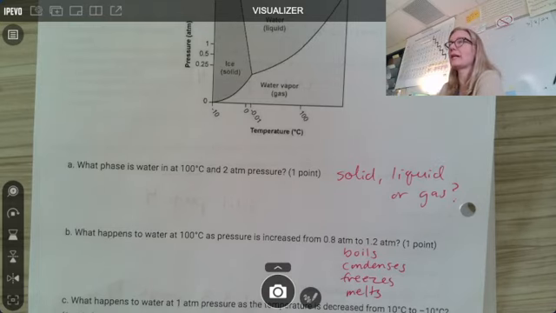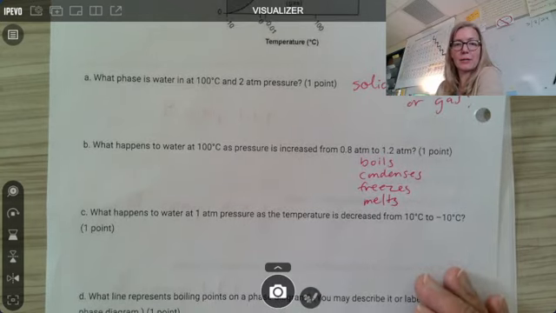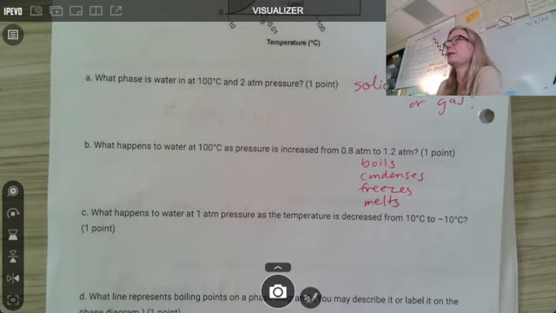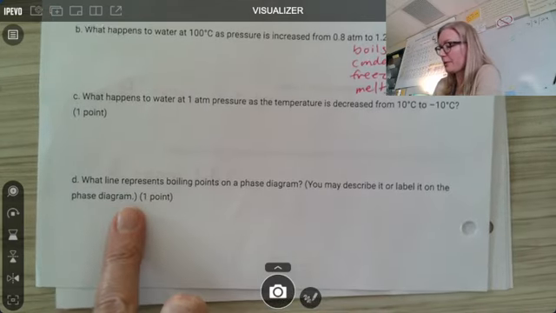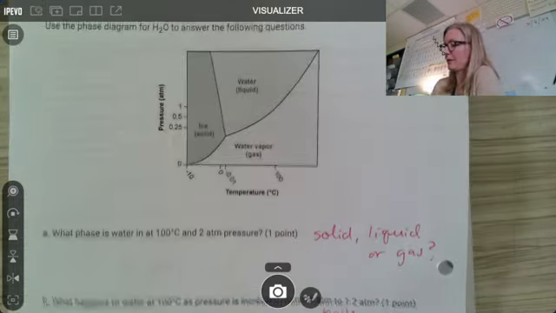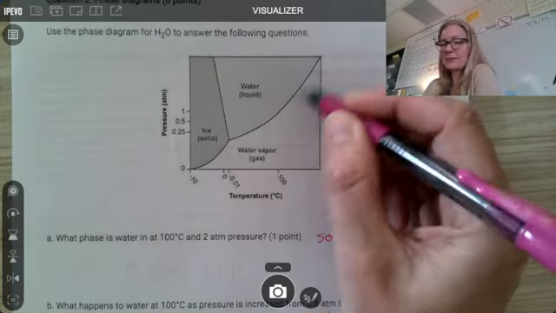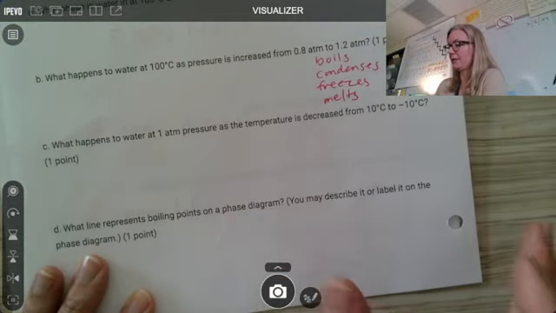So if it's going from solid to liquid, you would say it's melting. And then same thing for this, okay? So if it was going from liquid to gas, you would say it's boiling. And then for part D, what line represents boiling points? The boiling point is represented by the border between liquid and gas. Okay, like right here. So yeah, that should be the border of the liquid and gas areas.